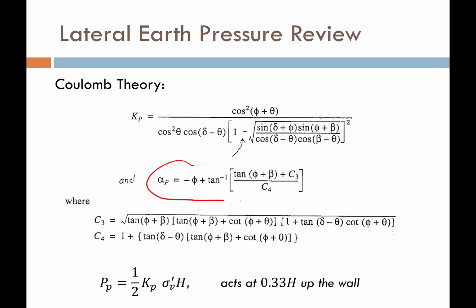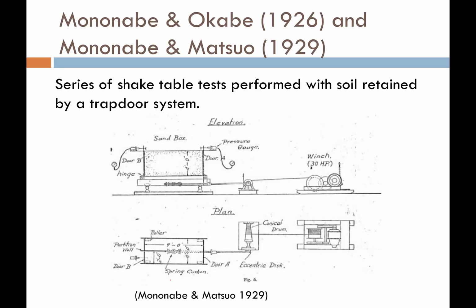And here's the critical angle solved by optimization in calculus. And here's the equation for solving the equivalent force per unit width of the wall. And again, it acts 1/3 up from the base of our wall. Now, that's our review of static lateral earth pressures. Let's get into the dynamic stuff.